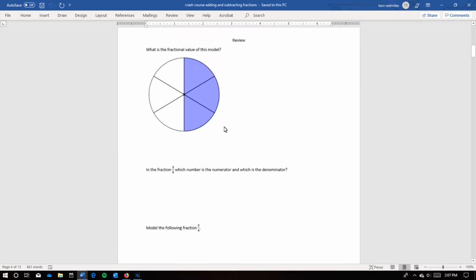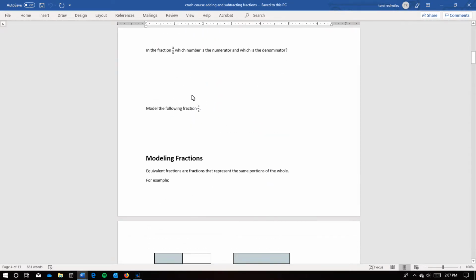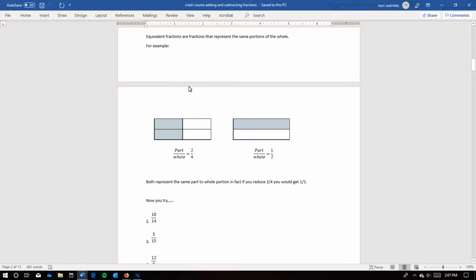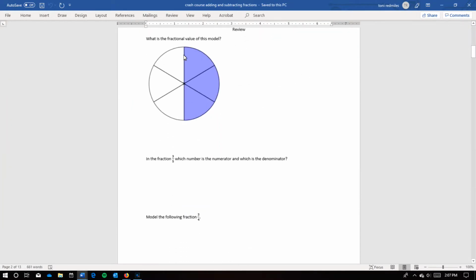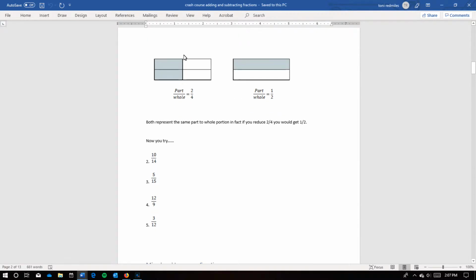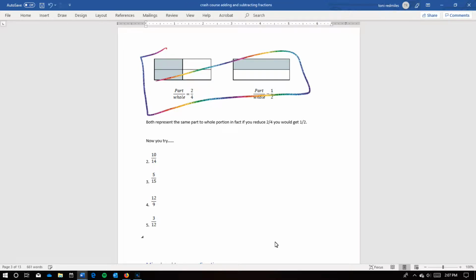Okay, so let's go to the first set of questions, and that would be on, let's see here, the third page of the booklet. You'll see that there are three, okay? Now it says for both, represent the same part and whole portion. As if you were reducing 2/4, you would get 1/2. So basically we're doing what is modeled right here for each one of these.